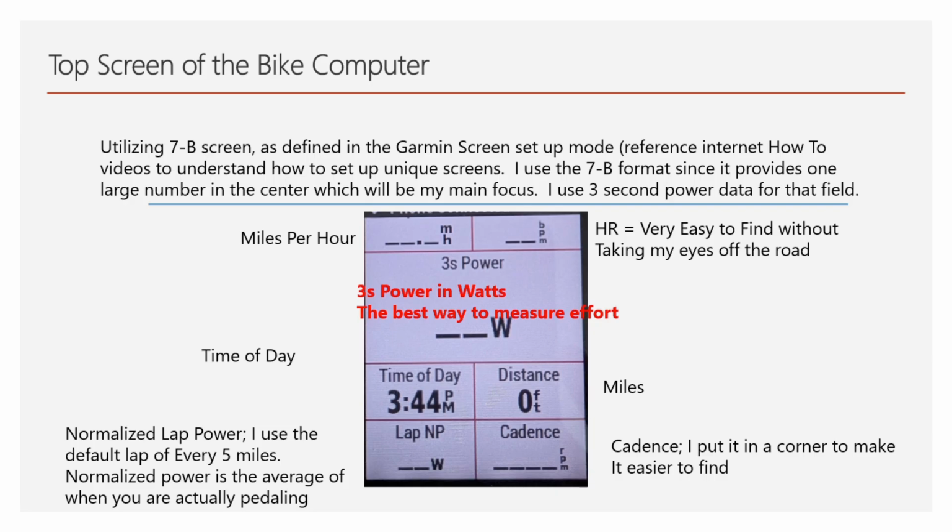And then I have the distance in miles and then the cadence. Cadence is very important. I stress trying to hit 90. Every now and then I will glance at it, but I'm not glancing at that one as much as my heart rate and my power. I put it in the corner just so that I know it's easy to find. I don't have to go reading numbers in the middle.